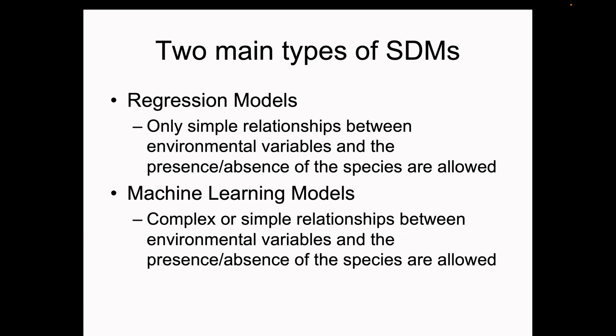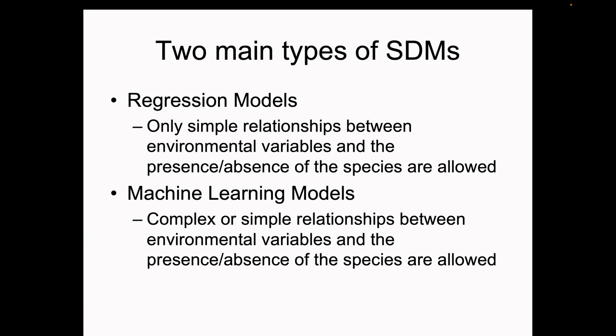In regression models, only simple relationships between environmental variables and the presence or absence of the species are allowed. With machine learning models, you can have complex relationships or simple relationships between environmental variables and the presence or absence of the species. The distinction being that with machine learning, the computer software has more flexibility in terms of the relationships that it assumes between environmental variables and the presence or absence of the species.